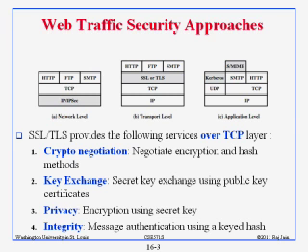Second, key exchange, so you can exchange your secret key. Once you know what algorithm you are using, you can do that using public key certificates. Then privacy, obviously you do encryption. Once you have the key, you can use encryption. And integrity: once you have the hash, you can ensure that the message is not changed by anybody on the way. So these are the four things that SSL provides: crypto negotiation, key exchange, and then privacy and integrity.